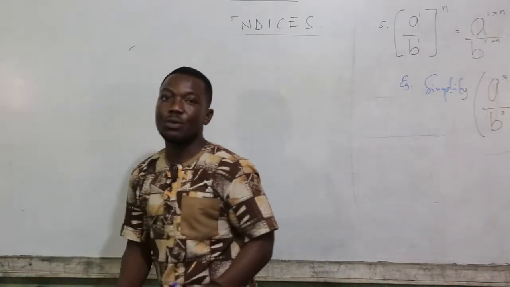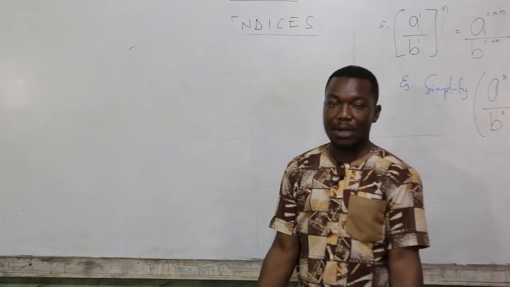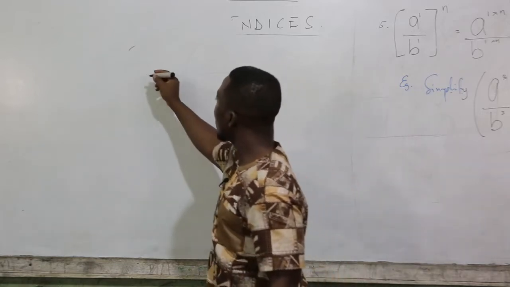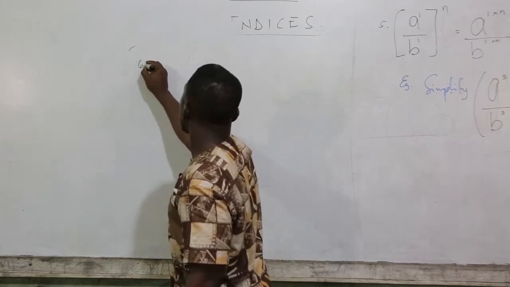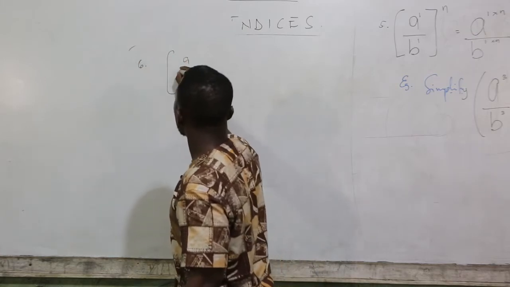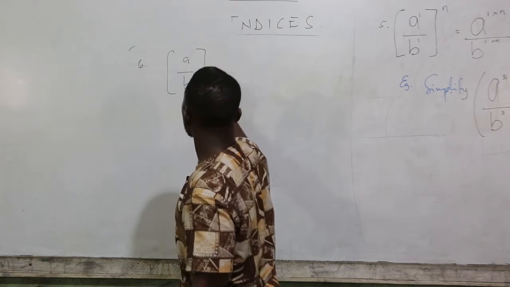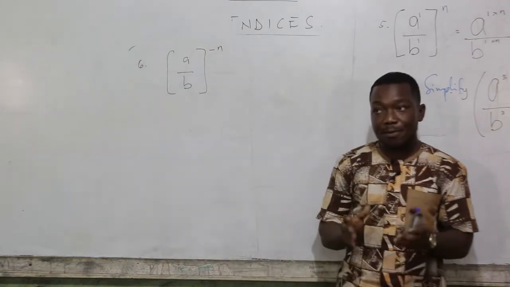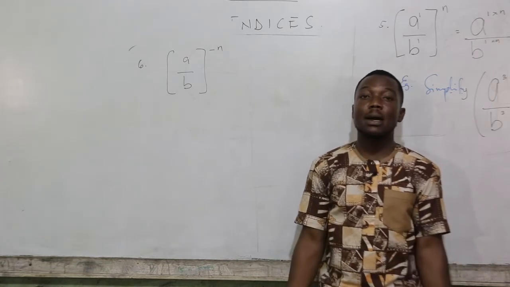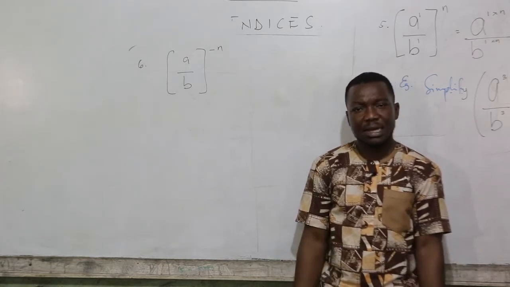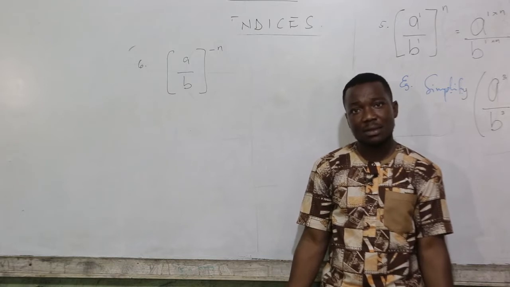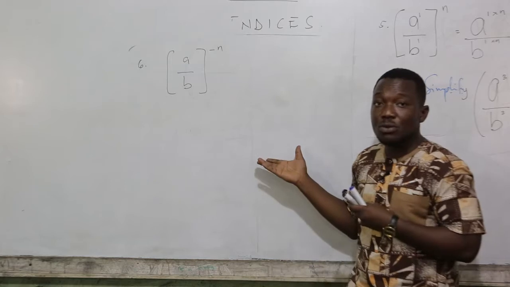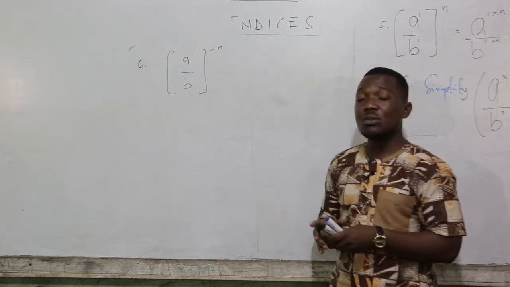Now, let's go through our last property for the day, and then we pick 2 questions and solve them. With our last property, we have the fraction. This time, the power is negative. Does it really matter? Yes, it does. Why? Because it is possible to have a question like this. Now let's look at how to go through it.